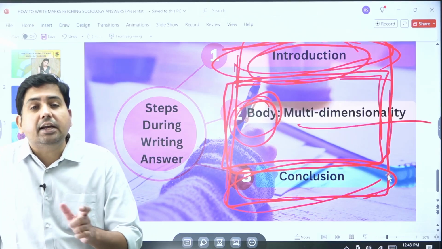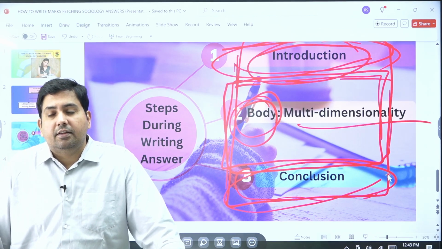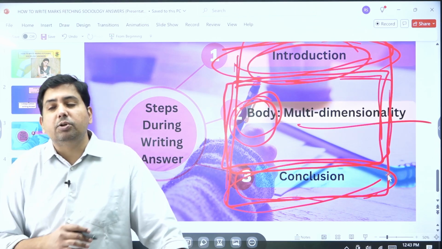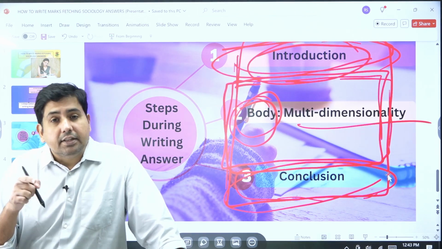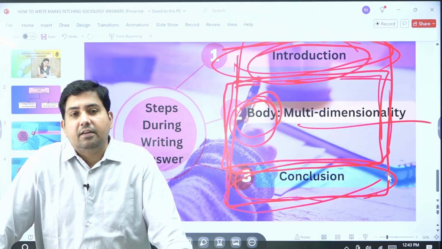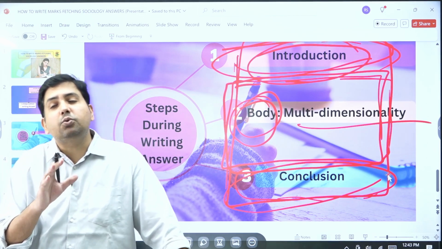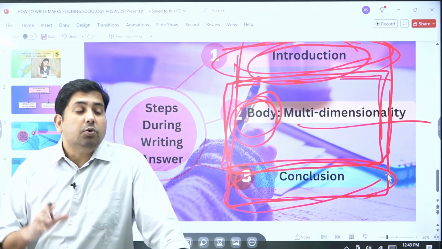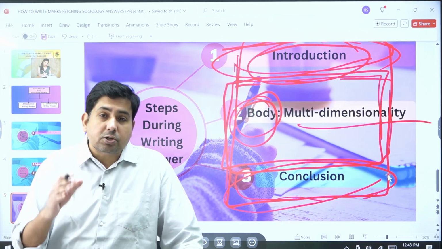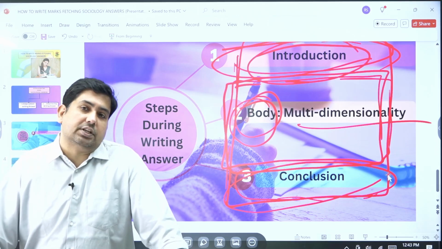Then also use diagrams and flowcharts, but use them judiciously. If you are making diagrams and flowcharts, that adds lots of value to your content. In fact, they help you save some time also. See, whenever you write the optional paper or GS, you find at least 2-3 questions you won't be able to attempt properly because of time issues. You find you do not have enough time left to answer those questions.